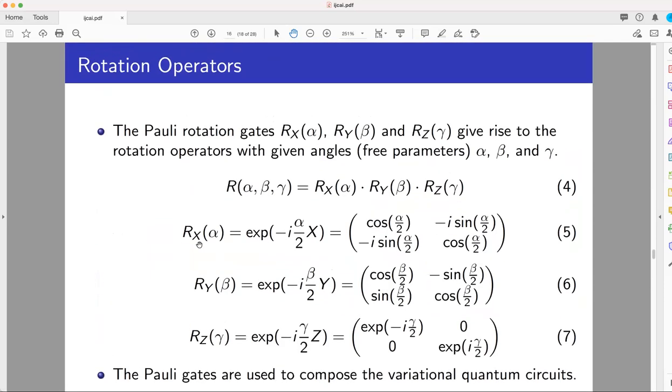Another important universal quantum gate is the rotation gate. Rotation gates have free parameters, which means we can adjust the rotation angles of the qubit. If we want to do quantum encoding or quantum machine learning, the free parameters are associated with the rotation angles. So the rotation gate is quite important for applications of quantum encoding and quantum machine learning.